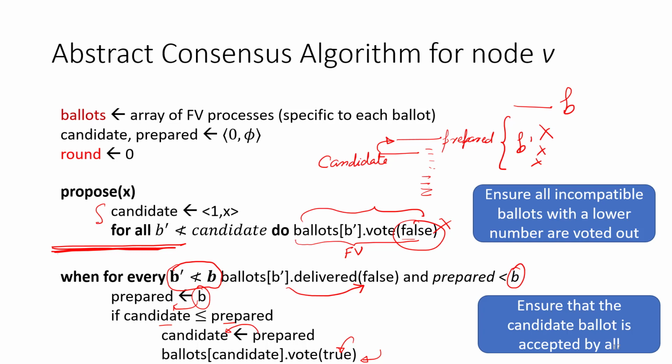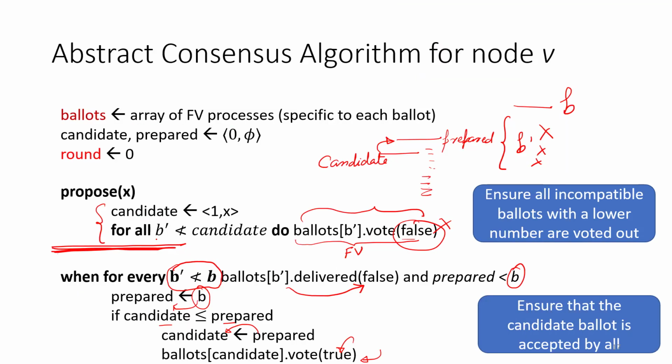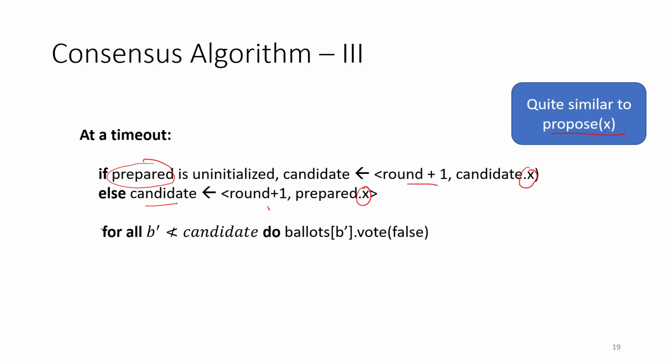Here is what you do. You vote on a candidate. You basically prepare. So you increment the round plus 1, and with the candidate's value, you start. Otherwise, if you have already prepared, then, as I said, it is never the case that you propose different values. So whatever value you prepared with, prepared.x, you just increment the round number and set that as the current candidate. Then, as you can see, the second line is exactly the same as this line over here, which is you go forward and invalidate all the lower numbered ballots.